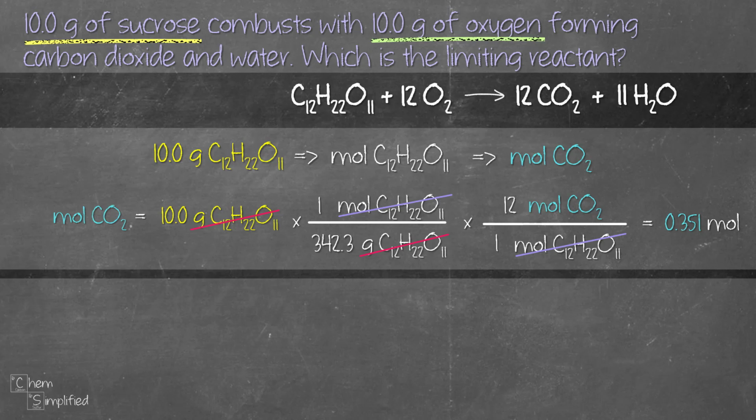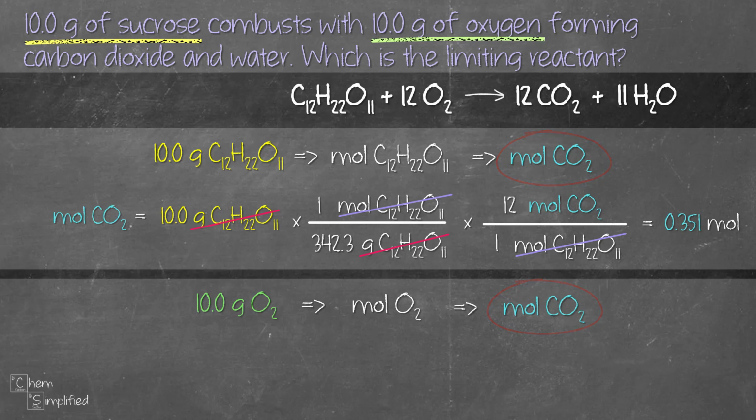The plan is just the same, except for now we go from 10 grams of O2 to moles of O2, and then from moles of O2 we find moles of CO2. It's important that we calculate the mole of the same product like the one that we did for sucrose. So since we calculated mole of CO2 for sucrose, we need to find the mole of CO2 for oxygen.